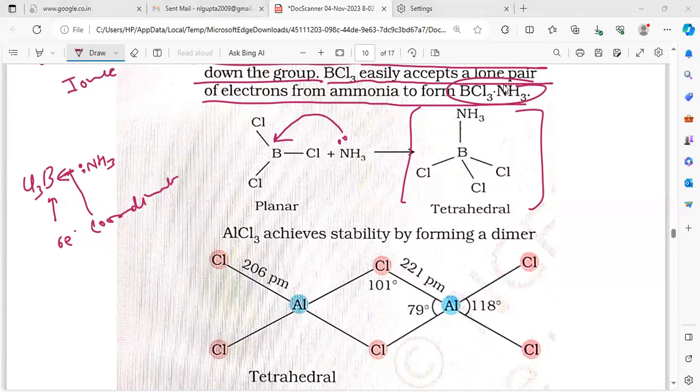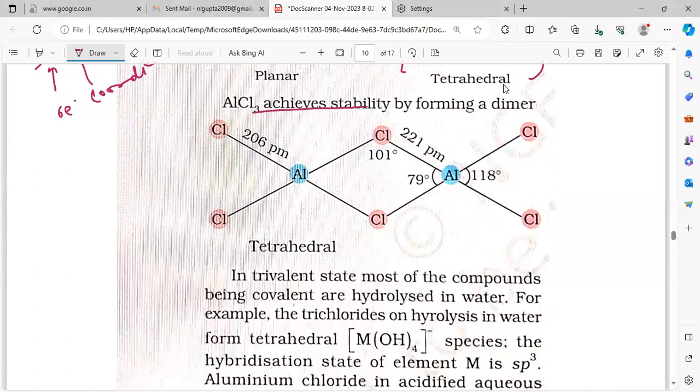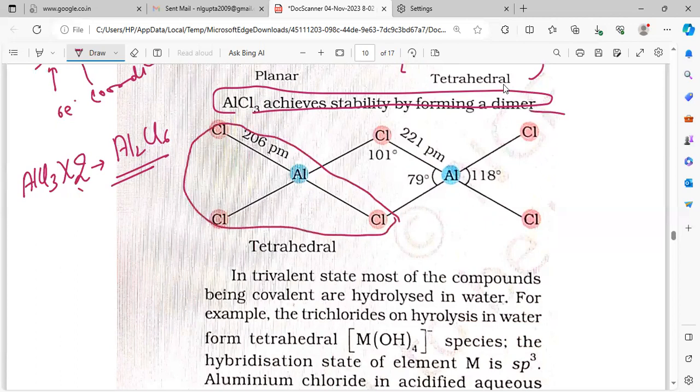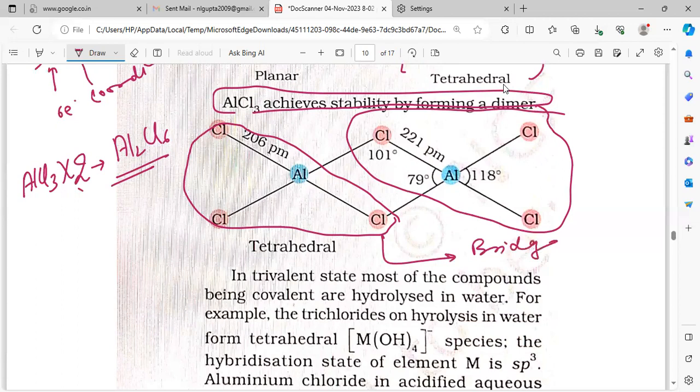Now, another case. See, AlCl3 achieves stability by dimer formation. AlCl3 dimerizes, so two monomers combine to form one dimer. You see, this is one molecule, and here is another molecule. They form a dimer, and this is the bridge atom. This is the bridge atom.